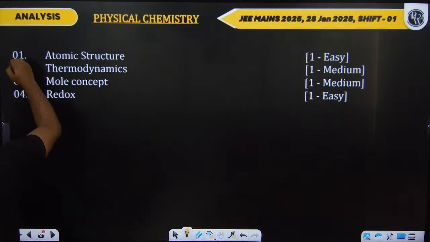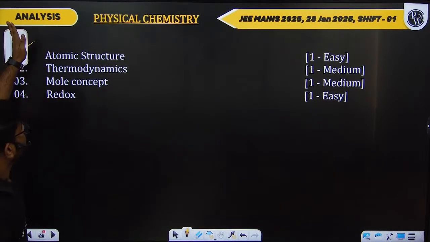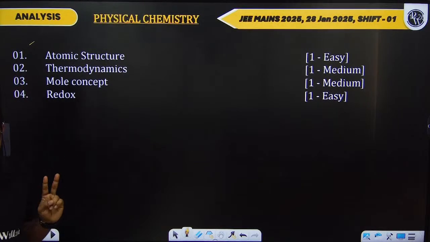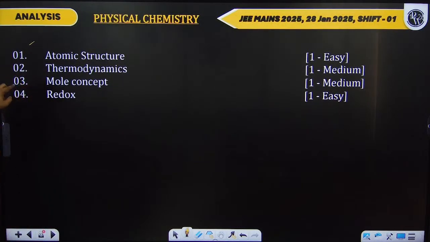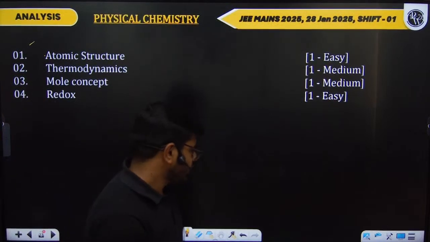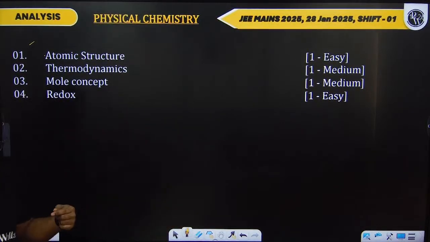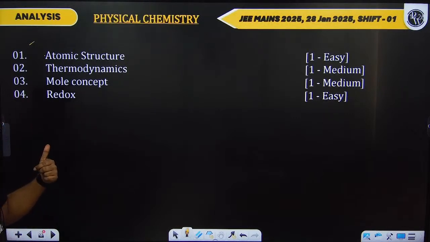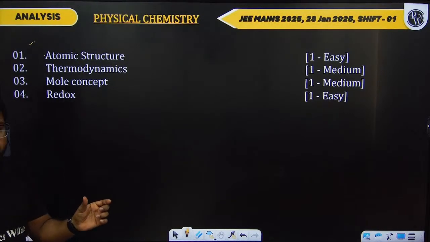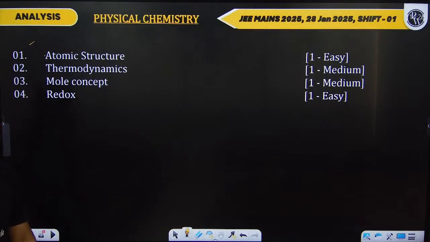Mainly, in each and every shift we are getting one to two questions from atomic structure. Every shift we are getting, correct? Similarly, thermodynamics, one question or not, but in every shift one question is coming. And from thermodynamics, structure of atom, mole concept, redox, all are easy only. Whatever questions came here, practice these for the upcoming shift. Practice all these questions because the topics are repeating, they are asking the same topics.